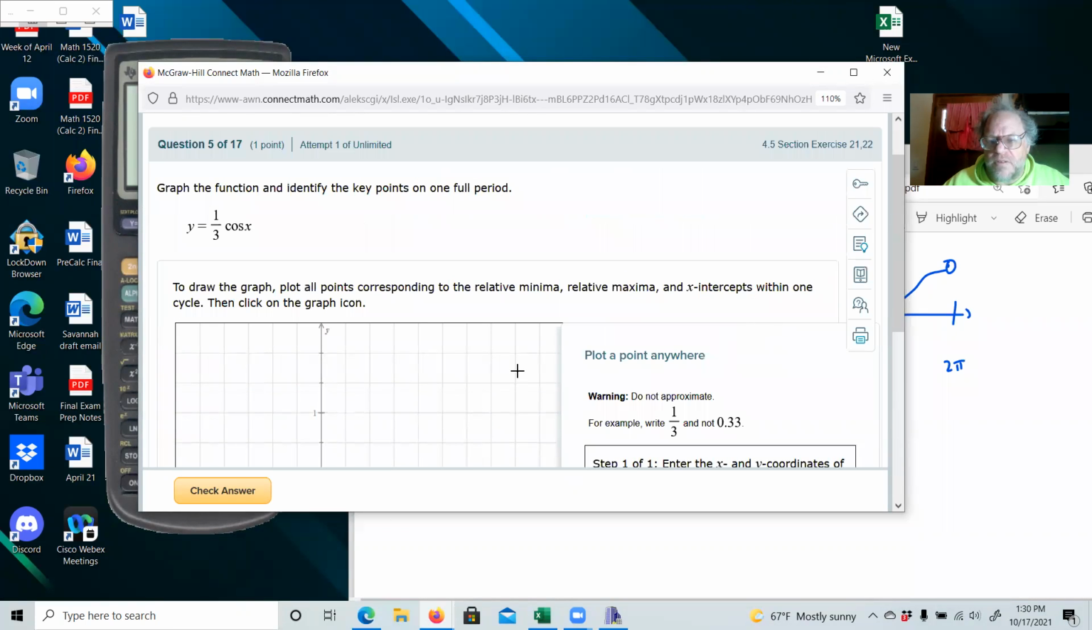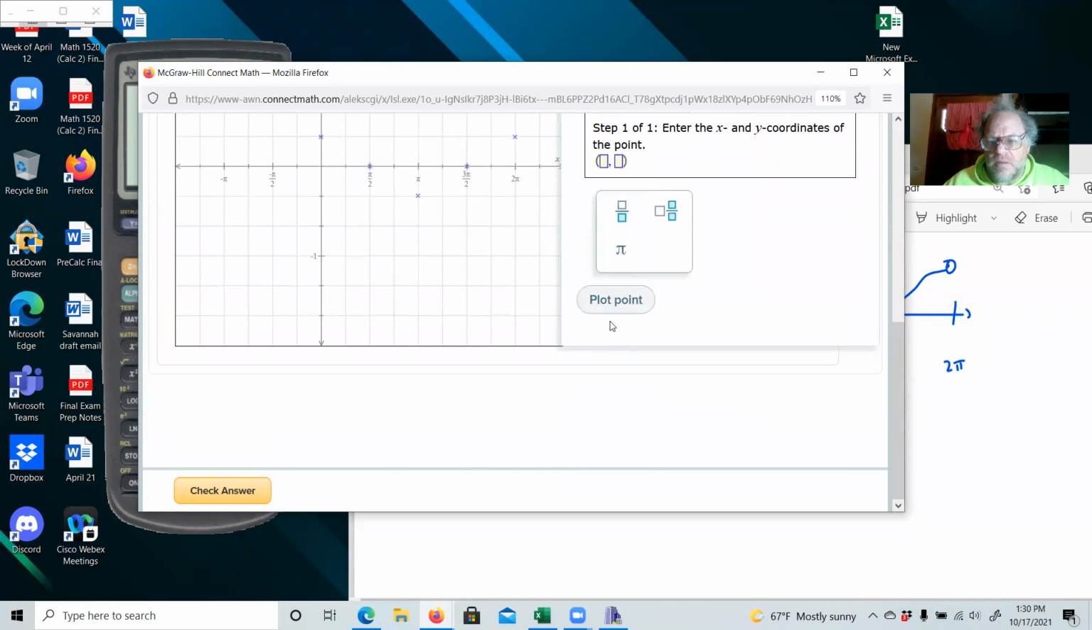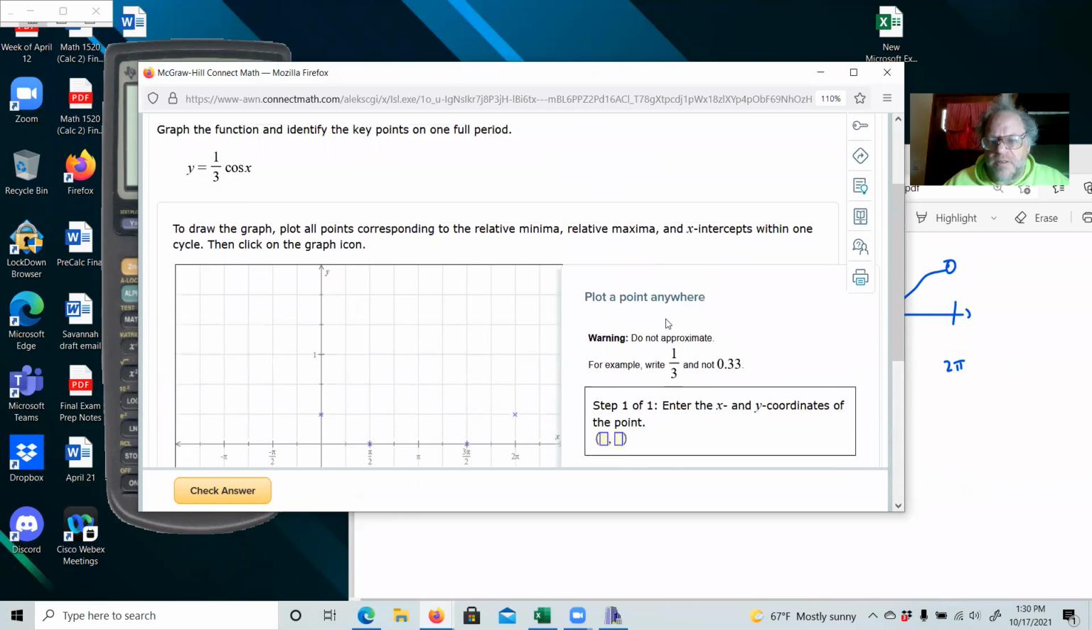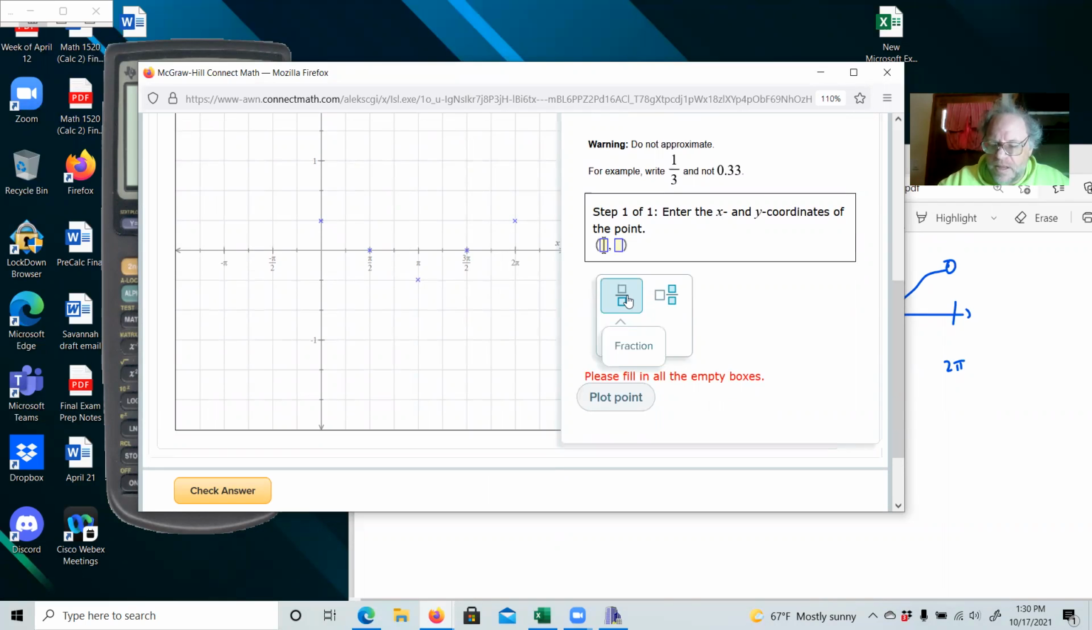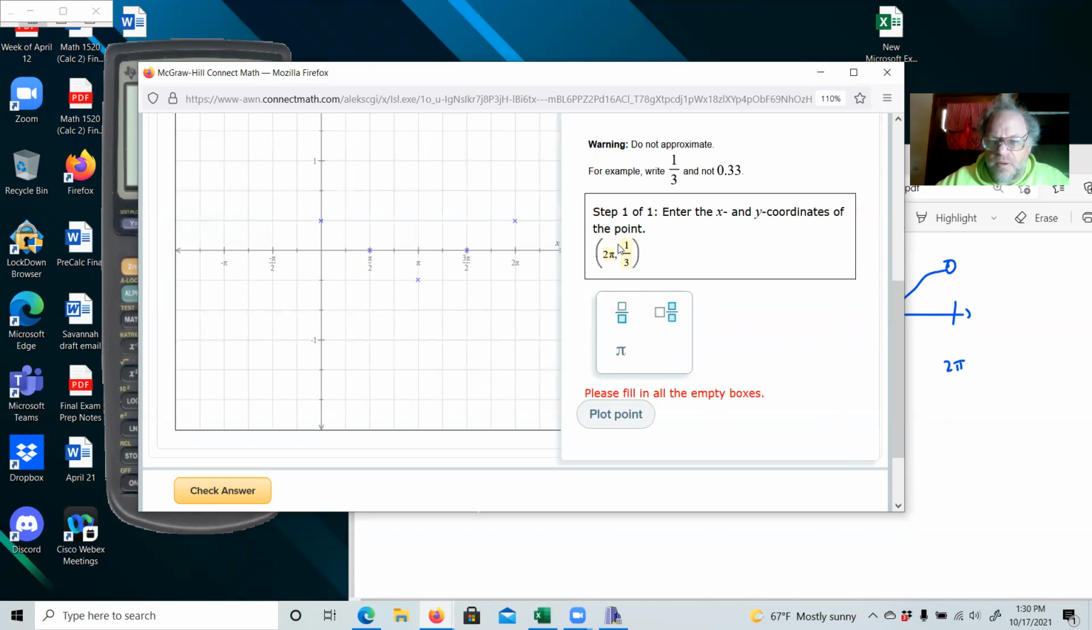How do I get out of this? Nope, only empty boxes. We'll say no, I don't want that. We'll say 2 pi, and 1/3. Okay, plot the point.